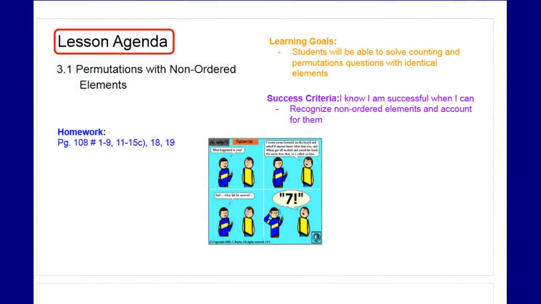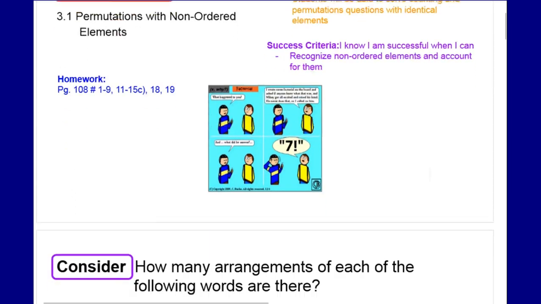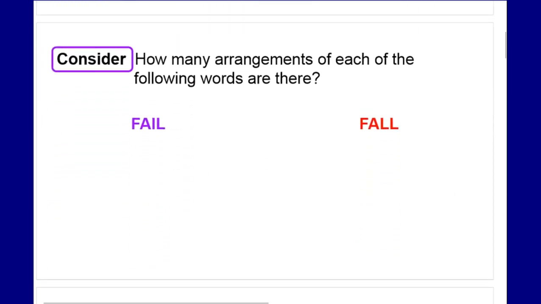In today's lesson, we are going to be looking at permutations with non-ordered elements. This is going to bridge the two units that we're looking at, finish off our last little bit of permutations and then carry us over into our new unit. So first, just a little bit of review.